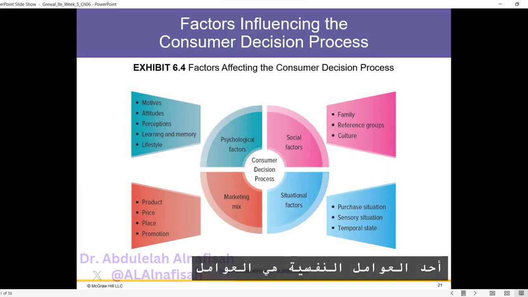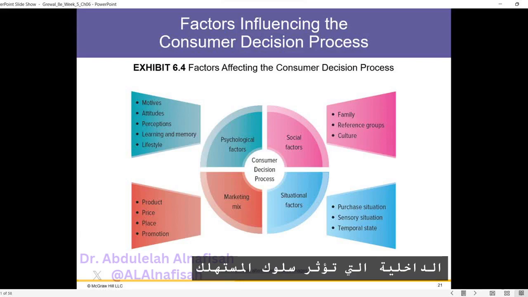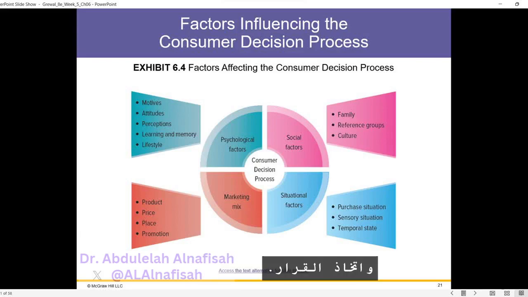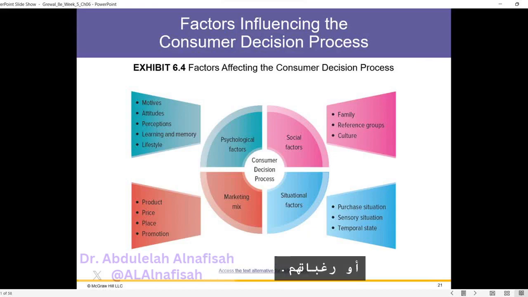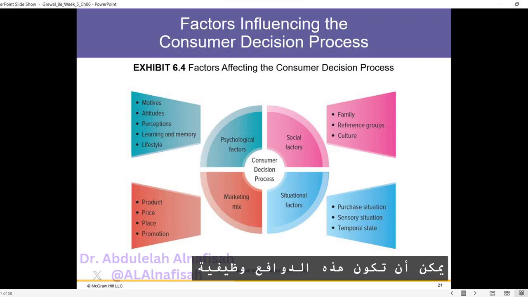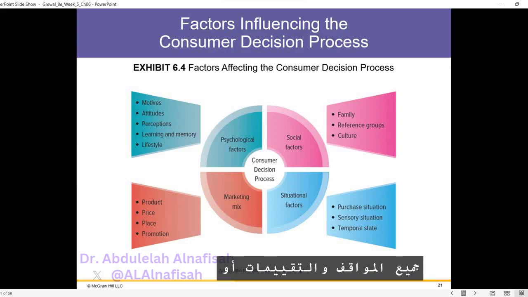1. Psychological factors. These are internal factors that influence consumer behavior and decision-making. They include motives, the underlying reasons or goals that drive consumers to satisfy their needs or wants. These motives can be functional, emotional, or social. Attitudes, the evaluations or feelings consumers have toward products, brands, or services, which can be positive, negative, or neutral.